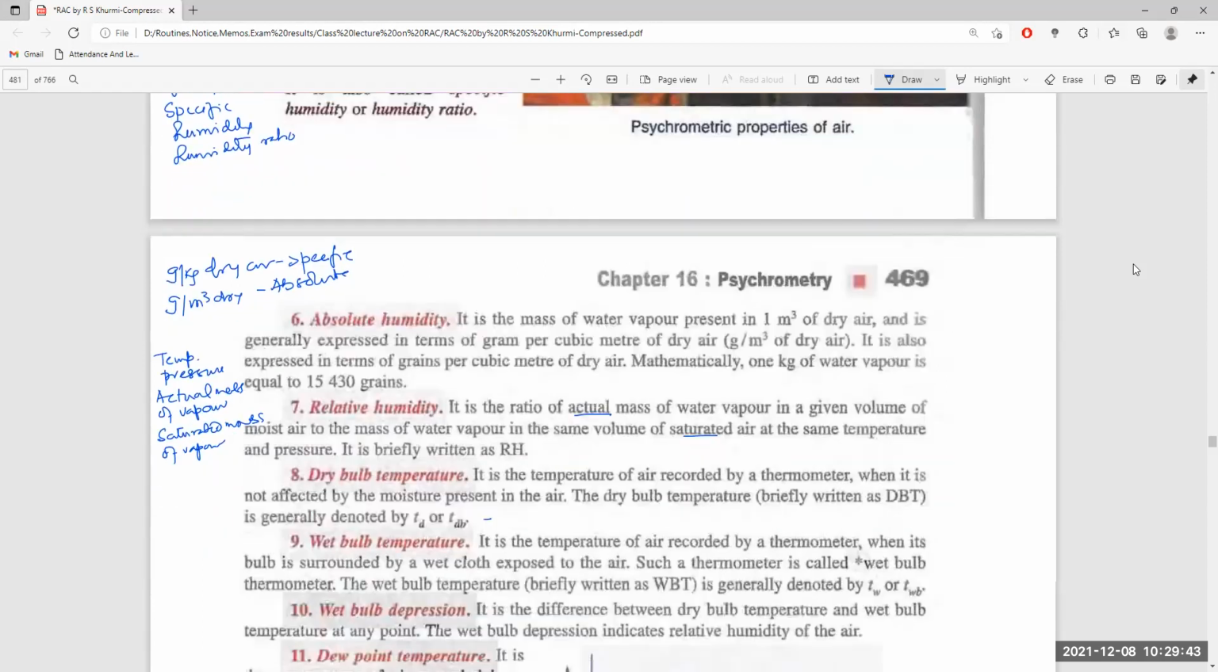Wet bulb temperature is the temperature of air recorded by a thermometer when the bulb is surrounded by a wet cloth exposed to the air. Such a thermometer is called a wet bulb thermometer. So the dry bulb temperature is taken when the surrounding air is totally dry with negligible moisture, and the wet bulb temperature is when the bulb is covered by a wet cloth exposed to the air. It is given by TW or TWB.